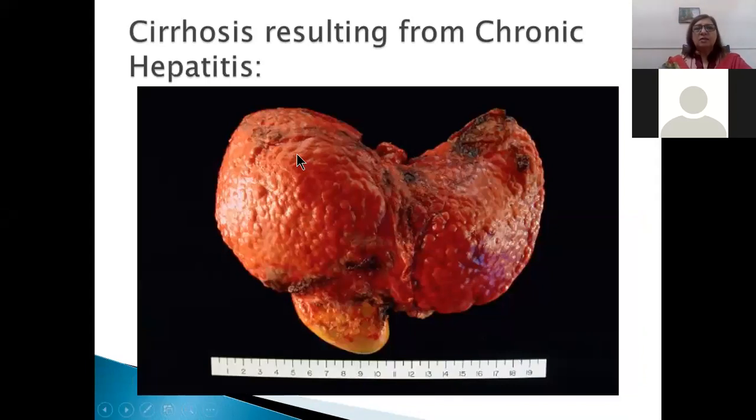Chronic hepatitis results in cirrhosis. You can see small nodules present on the surface of the cirrhosis. This is known as micronodular cirrhosis. And in macronodular cirrhosis, large nodules are going to be formed.